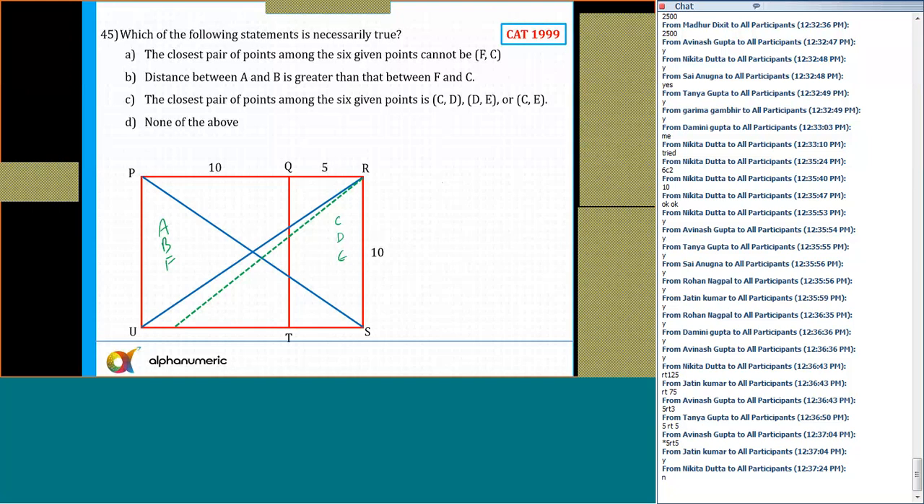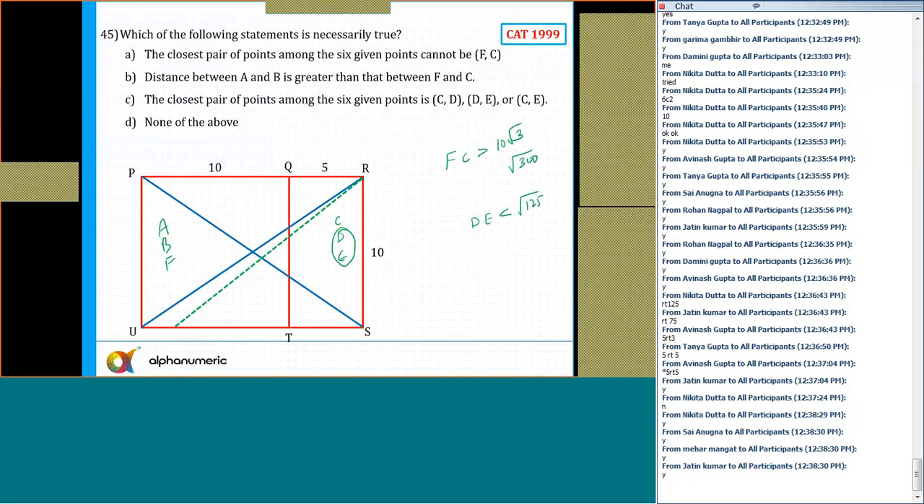The first option says the closest pair of points among the 6 given points cannot be FC. We know that the distance FC is always greater than what was given as 10 root 3. FC is greater than 10 root 3, which is basically root of 300. And we also know that DE has to be always less than or equal to root 125. This is what we have calculated. Please tell me yes or no.